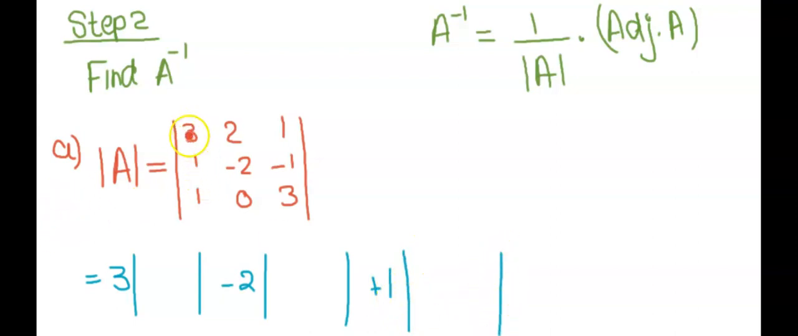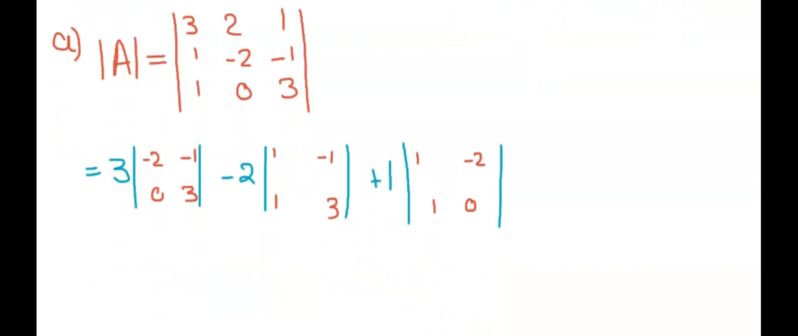Now in the first one, this 3, I'm not going to count that one, but I'm just going to look at the rest. Minus 2, minus 1, 0, 3. For the 2, I'm not going to count that one. Remember the Super Mario thing? 1, 1, minus 1, 3. And then this one, 1, minus 2, 1, 0. And then we just solve that.